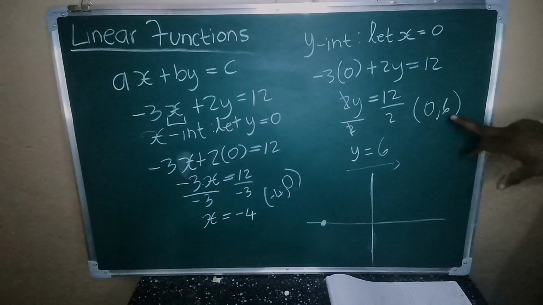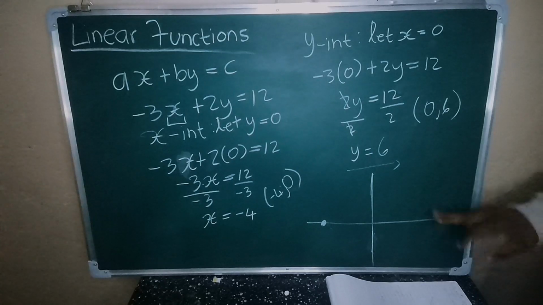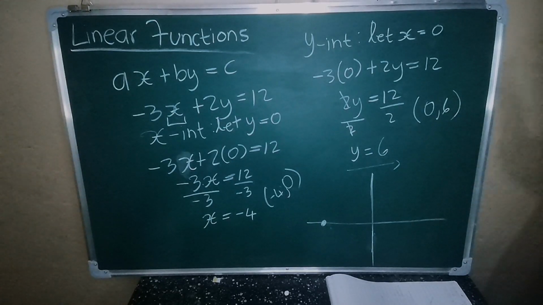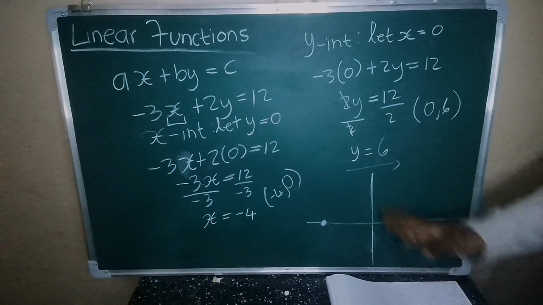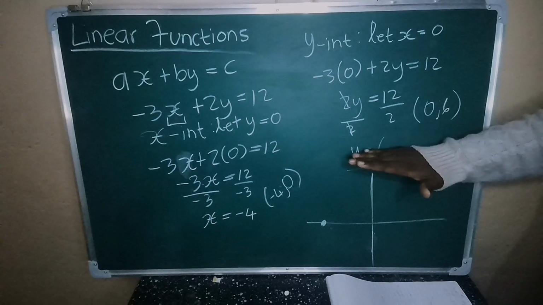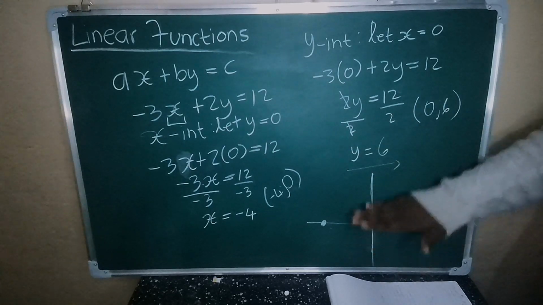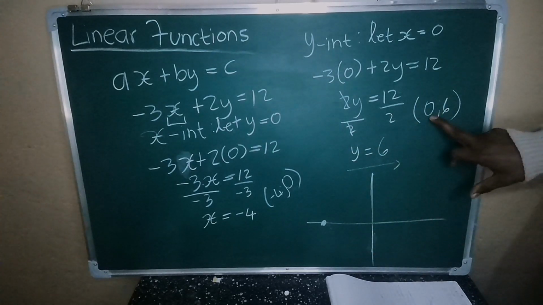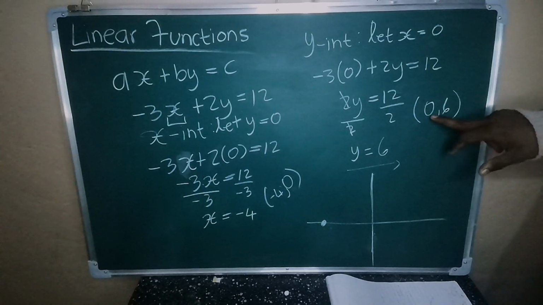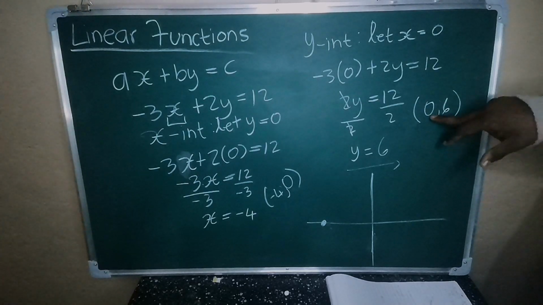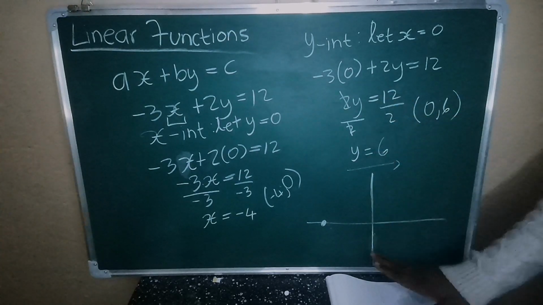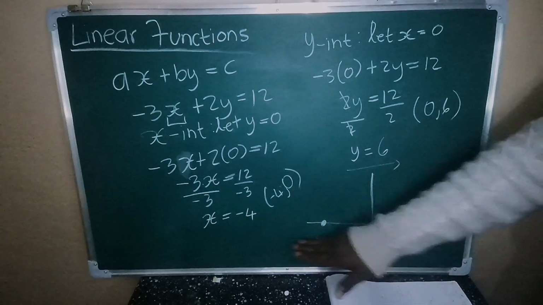Then 0 and 6, when x is 0 and y is 6. Now locate y on the y-axis. Then x is 0. That means if x is 0, my point will touch the y-axis line. If x is 0, it touches the y-axis. If y is 0, it touches the x-axis.